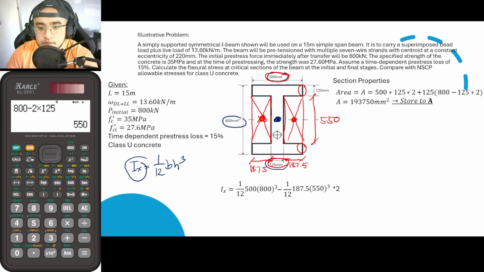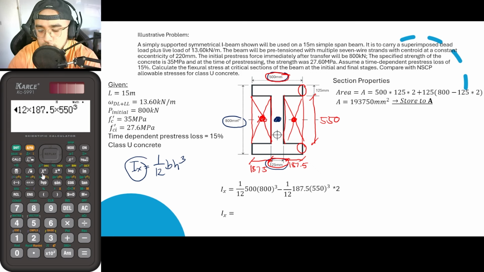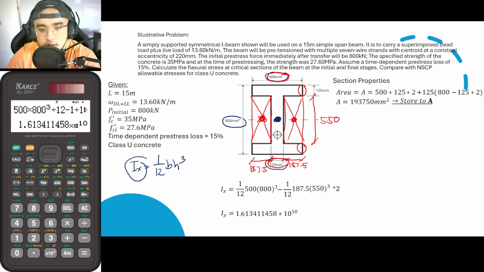So with that, Ix is now equal to, let me just solve for it first using my calculator. That is 500 times 800 cubed, divided by 12, minus 1 over 12 times 187.5 times 550 cubed, times 2. Okay, so our answer is 1.6613411458 times 10 raised to 10.